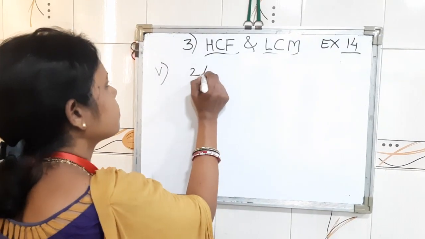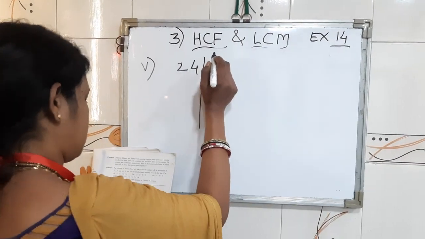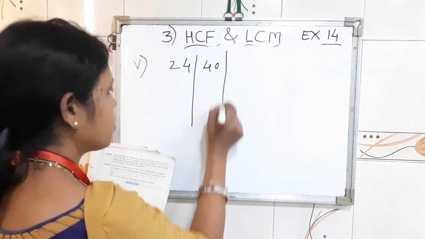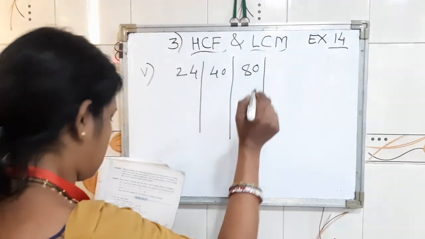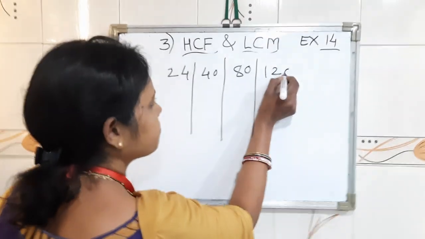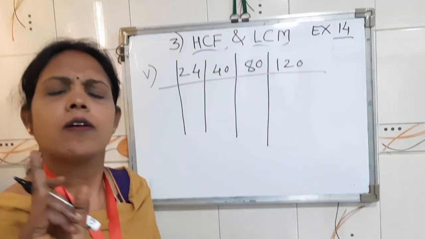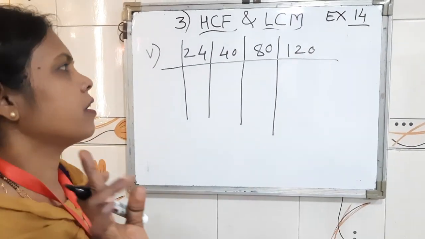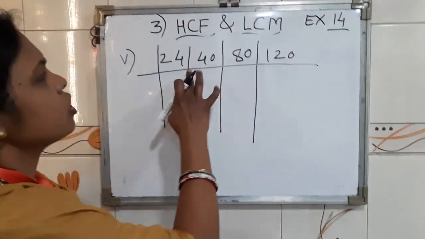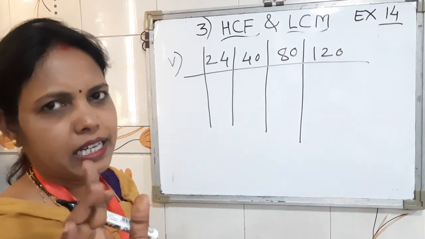24, next 40, next 80, next 120. So children, if possible, then take a directly common number. Here we can see 4, 0, 0, 0 in their unit place.